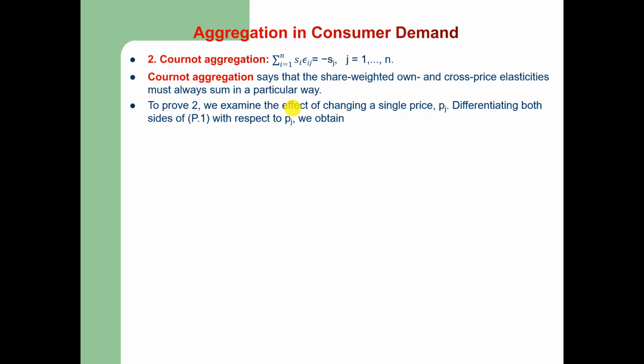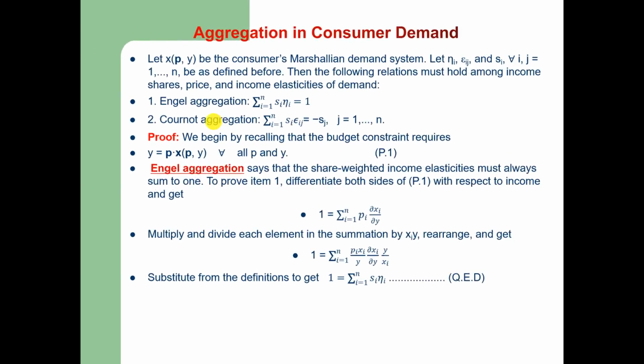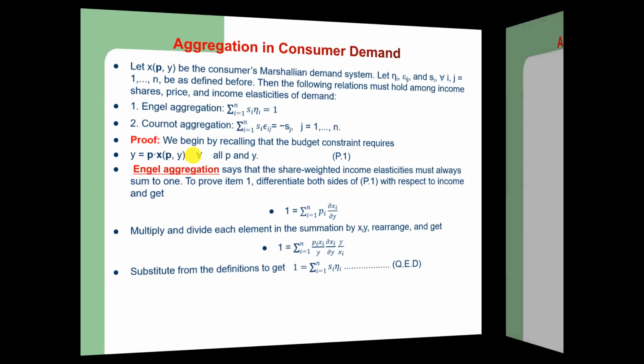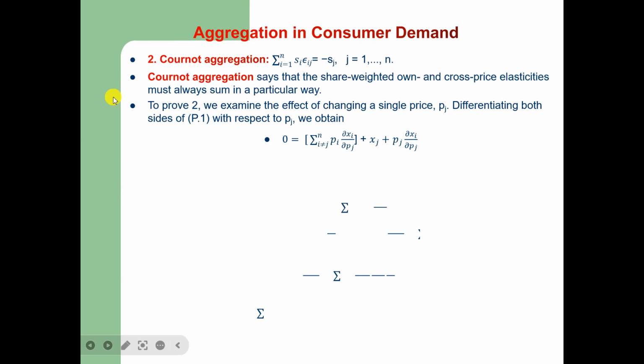I'll explain this. To prove this, we examine the effect of changing a single price Pj and differentiating both sides of the budget equation with respect to Pj. We obtain: P1 was in the previous slide, so let me show it once again to you. This is the budget equation. We will now again differentiate this with respect to Pj. So that is what I told you, that differentiating both sides with respect to Pj, we obtain this.